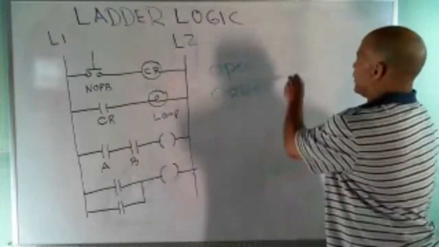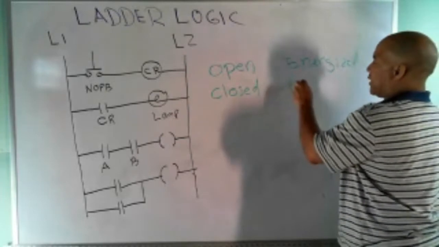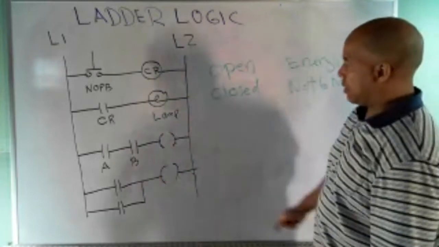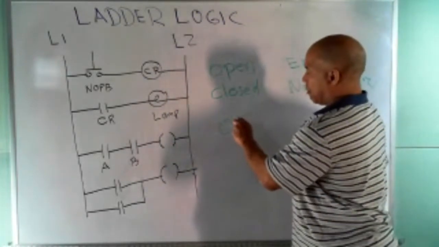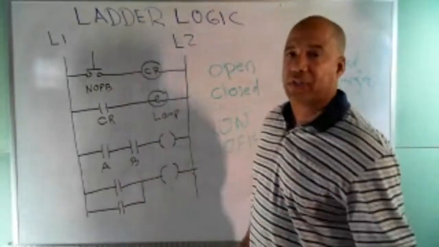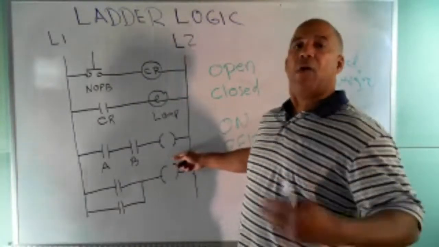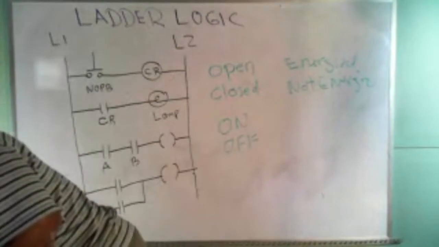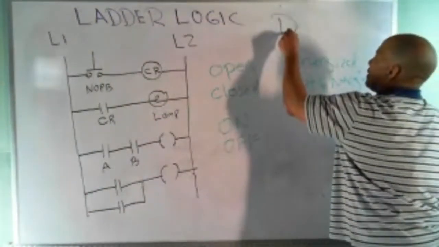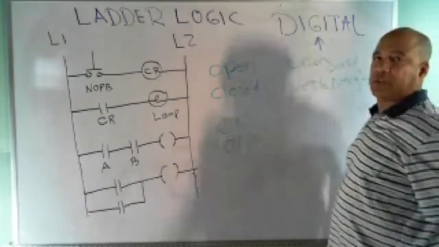That relay coil is either energized or not energized. The lamp is either on or off. Anything I have in this diagram is in either one state or another state. A motor could be running or not running. And when you have something that exists in one state or another state with no in between, that relates to what we call digital.